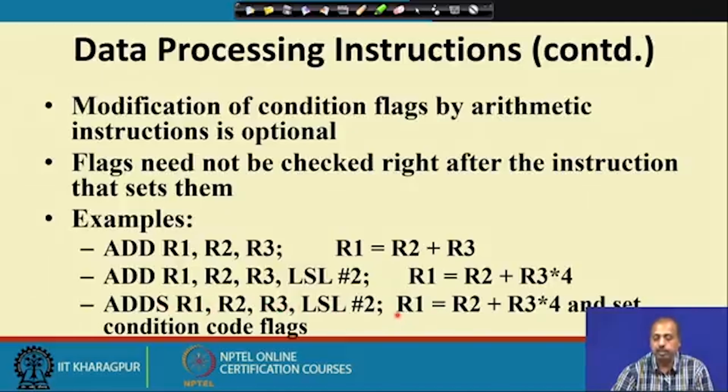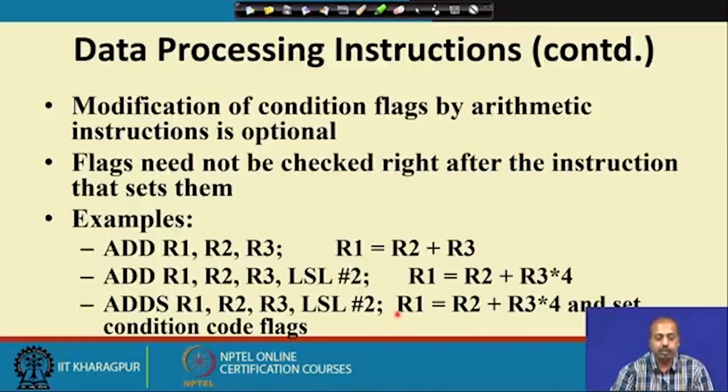So, this will be doing the same operation as R1 equal to R2 plus R3 into 4, but at the same time it will set the condition flags also. Depending upon the result, if the result becomes 0, then the zero flag is set. So, NZCV, those flags will get affected.